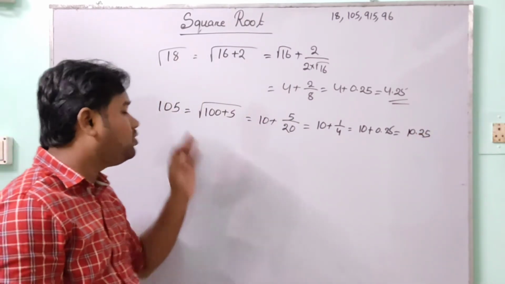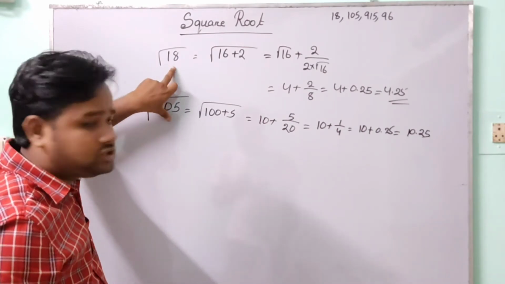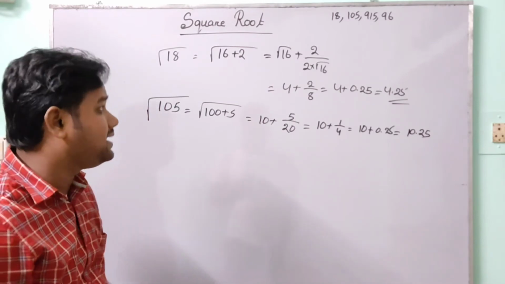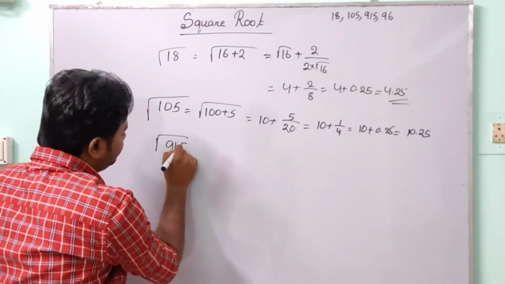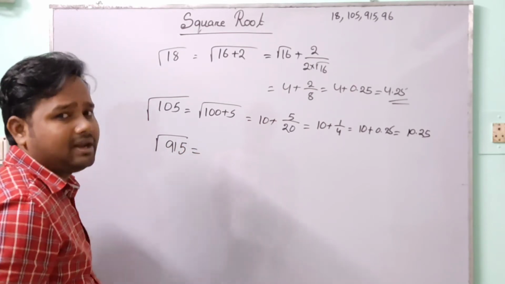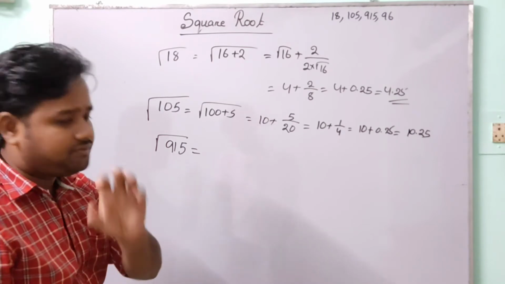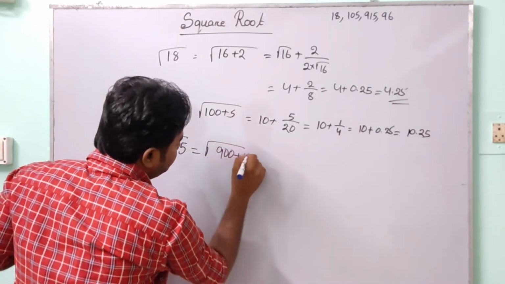This is how you can get the square root of a non-perfect square. 18 and 105 are not perfect squares. The next example I will take is 915. Suppose the number is 915. How can I convert it? 915 can be converted as 900 plus 15. So I will write here 900 plus 15.